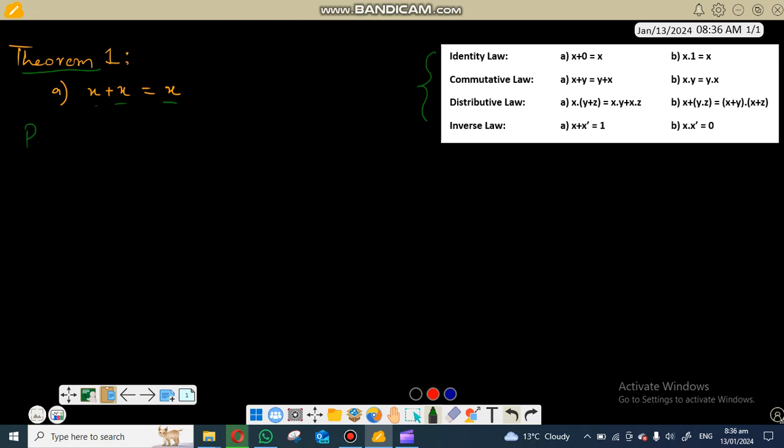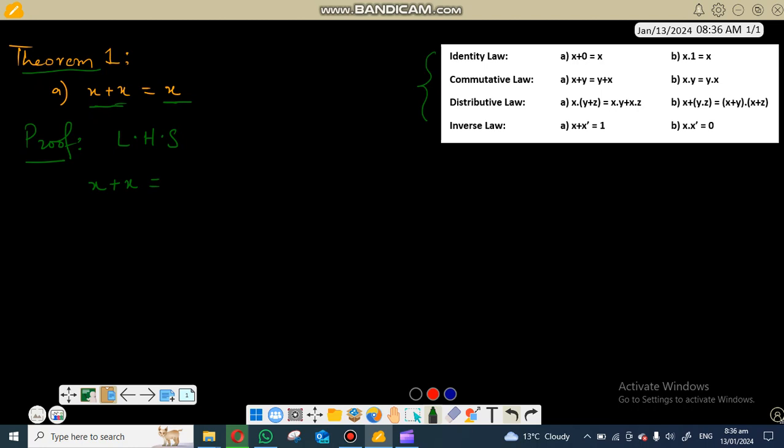So if I want to find out the proof of this law, I can either go from the left hand side or I can go from the right hand side. I think I should go from the left hand side. You can also go from the right hand side, that doesn't really matter, so you can prove from both sides, but let's say I'm picking the left hand side. So left hand side is x plus x.